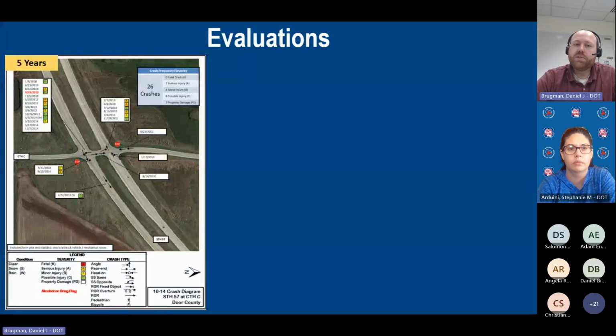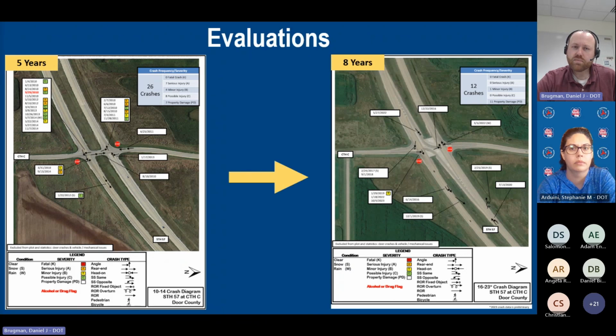The example that I showed earlier, Highway 57 and County C in Door County, we had 5 years of before data here: 26 crashes, with 23 of them being angle crashes, primarily those far side angle crashes. There were 19 overall injuries. We built an RCUT in 2015. After 8 years, we again cut that total in half, and we've had very few: only 1 injury and 1 angle crash associated with the turning movement.